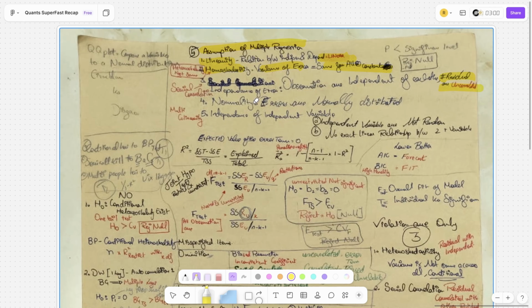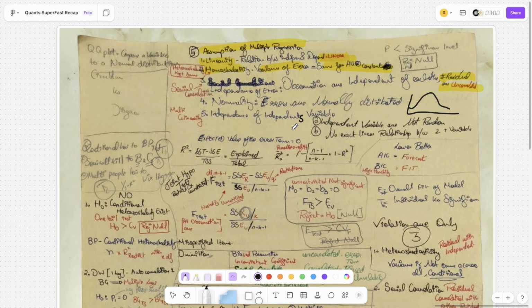Then comes in normality. Errors are normally distributed. So the error terms also have a normal distribution. And then the last one being independence of the independent variables, meaning the independent variables over here are independent of each other, meaning that independent variables are not random. And if they are not independent, then there exists multicollinearity, meaning that the independent variables explain each other.